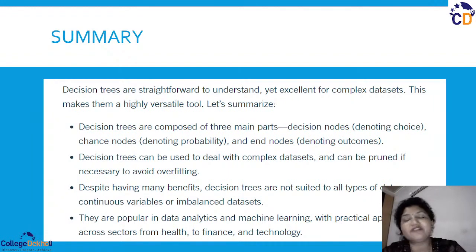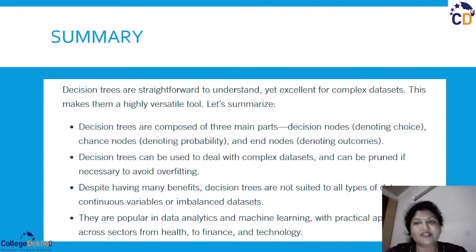So I hope you have understood what decision trees are and where we apply these decision trees in AI, right? I hope you have understood the session and the topic, and you like the topic, right? You like the session. Thank you.